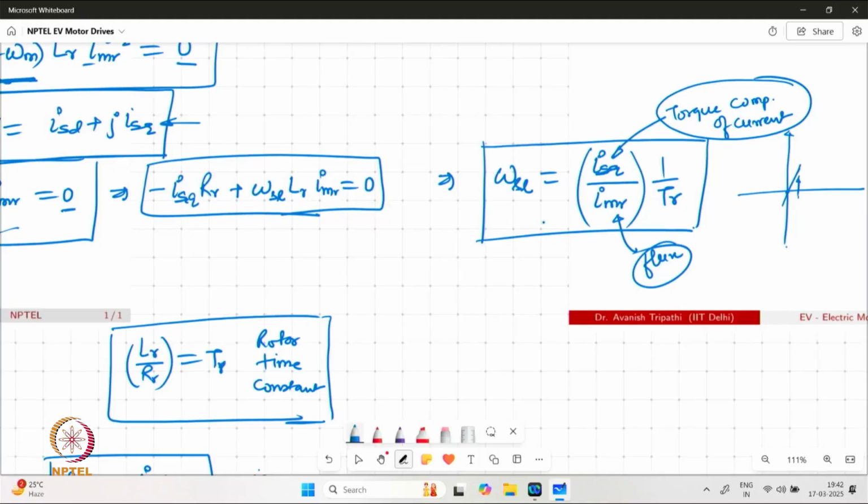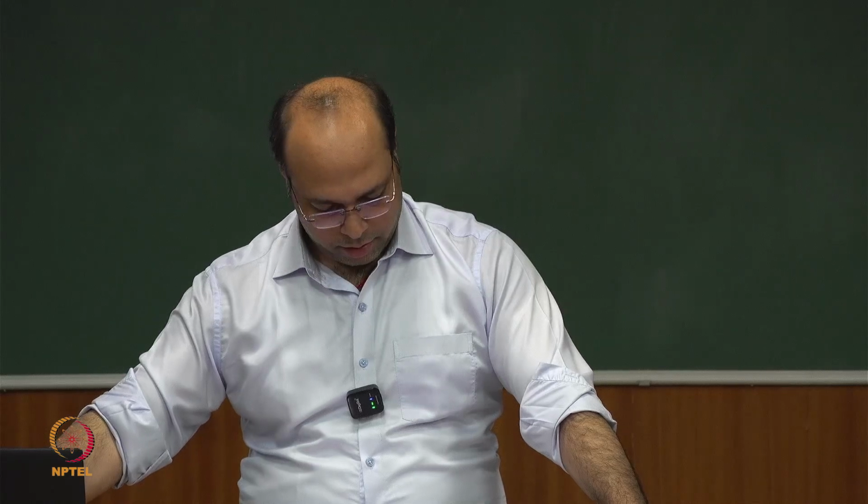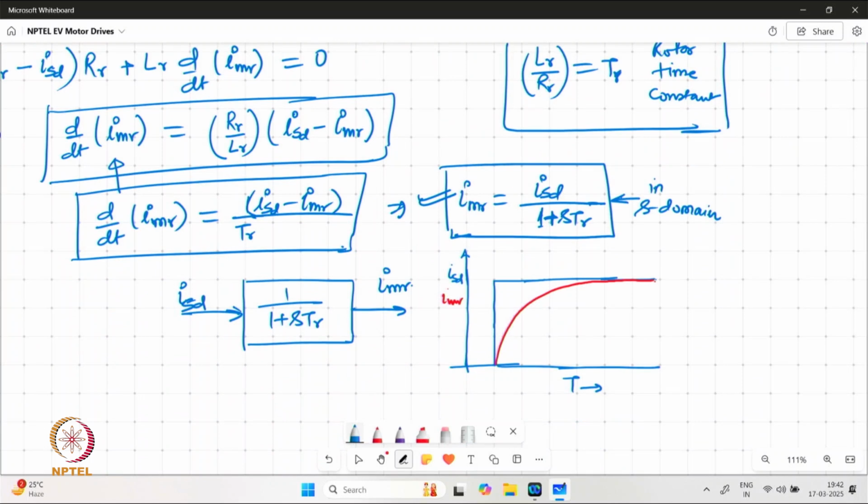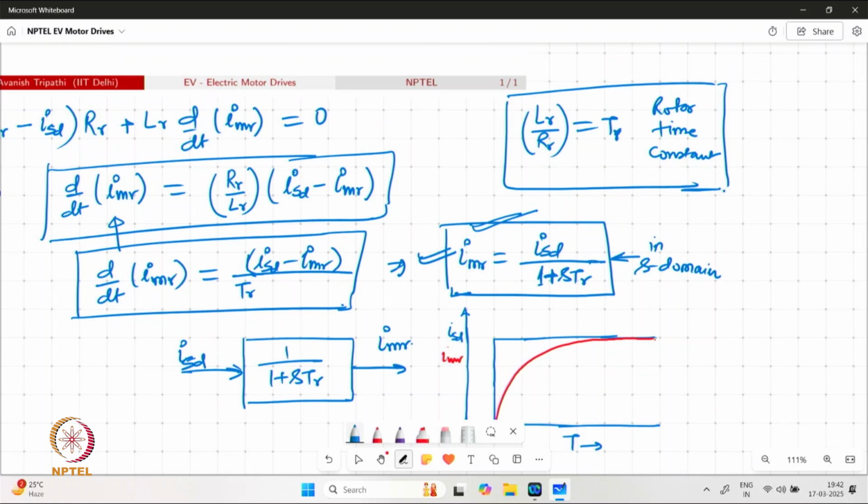So this rotor side equation has given us two important findings, that we can compute the slip speed on basis of the ISQ and IMR, and we can compute IMR from ISD in this manner. So using a simple low pass filter, we can compute the value of IMR from ISD. Now going ahead, we'll be discussing the stator side equations and what more can be obtained from here, and then how to derive the torque for the induction machine. Thank you.